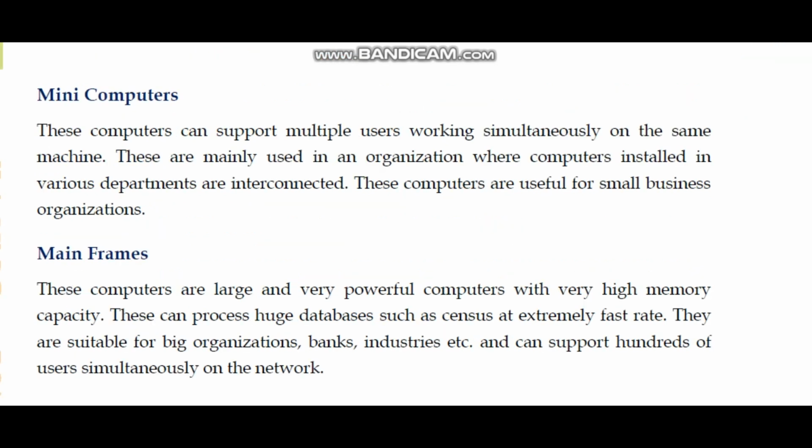Next, minicomputers. A minicomputer is smaller, less expensive, and less powerful than a mainframe or supercomputer, but more expensive and more powerful than a personal computer. Minicomputers are used for scientific and engineering computations, business transaction processing, file handling, and database management, and are often now referred to as small or mid-sized servers.